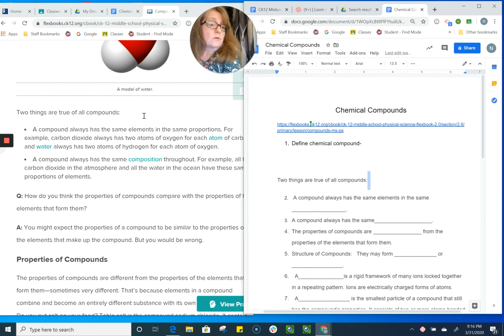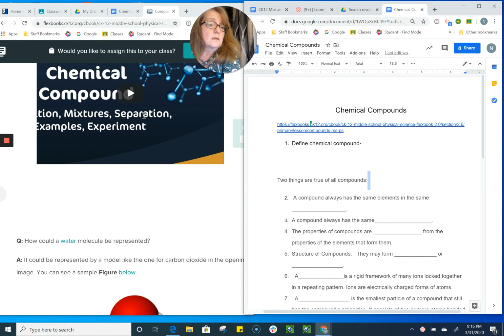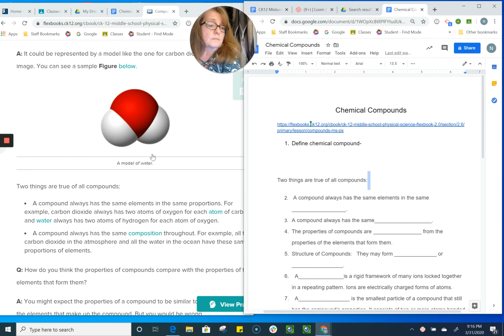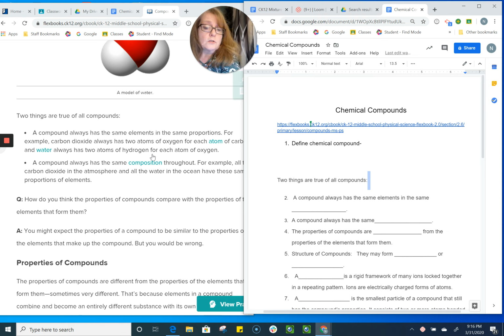Okay, so there are 2 things, and if you're using the hyperlink, you can watch the video on your own. 2 things that are true of all compounds, and the 2 things that are true are number 2 and 3. So you might want to draw a little arrow from here to 2 and also to 3. A compound always has the same elements in the same proportion. Another word for proportion could be ratio.